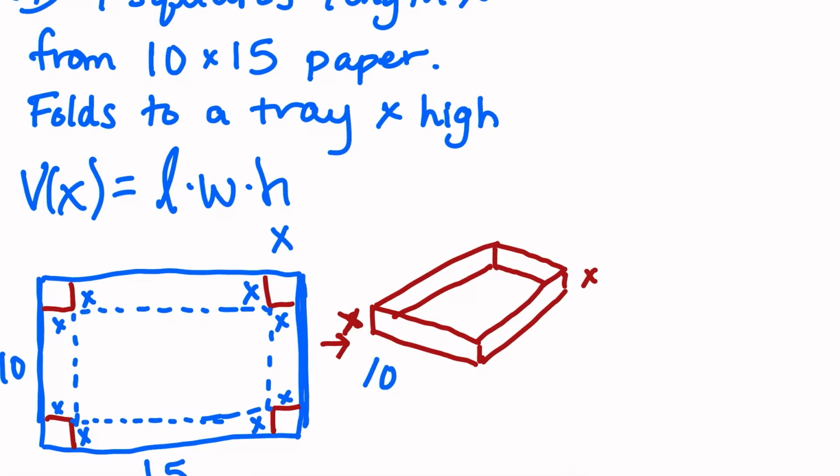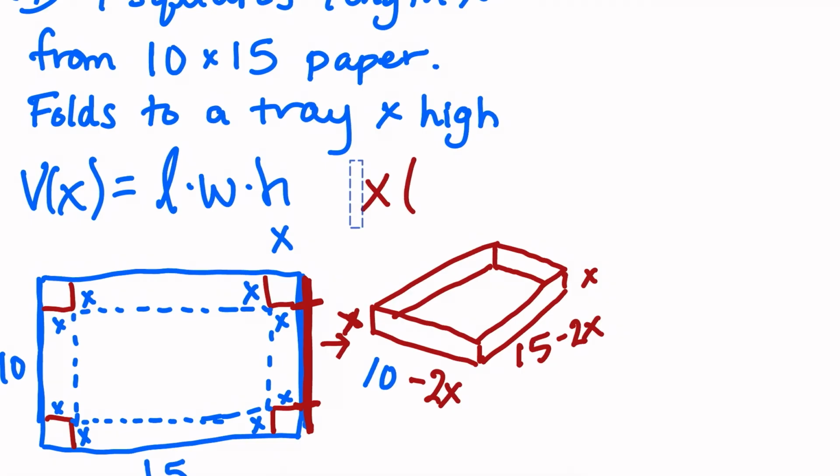If this whole length right here was going to be 10, but we cut x out on this side and that side, we cut 2 x's away from it. We don't know the actual length, so we leave it like that. The other side was 15, but we also cut 2 x's out of that. So now how I'm going to write the volume is x multiplied by, I'm going to scoot that over.